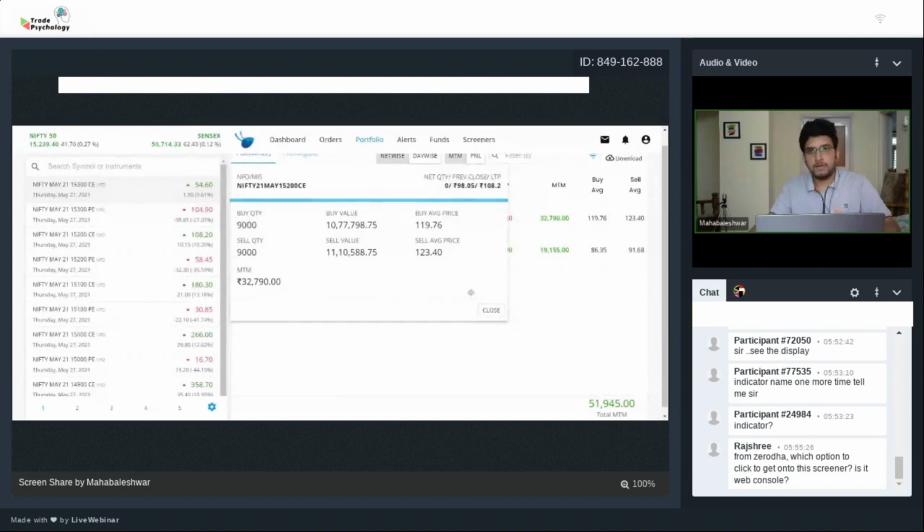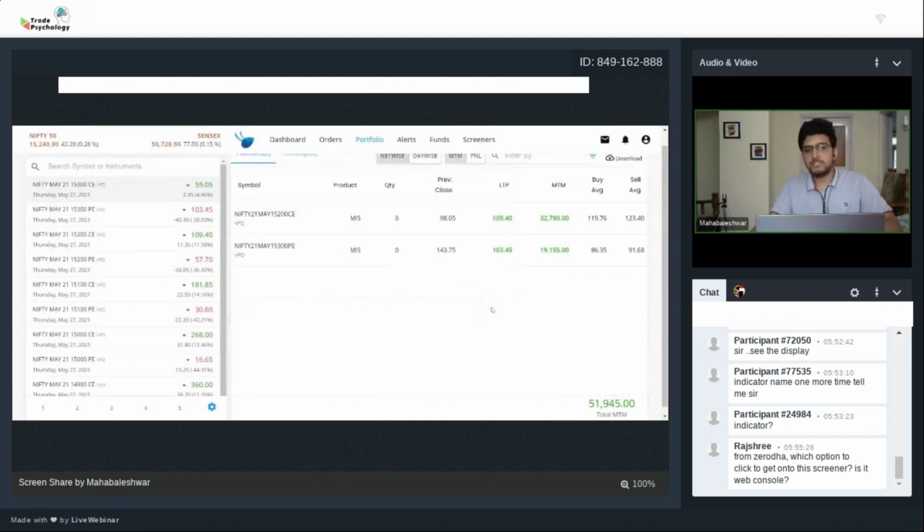And the second trade we have done is buying the call. You can see here, we bought the 15,200 call. When we had a confirmation of the consolidation support, we bought that particular level at 119.76 and we sold at 123.40. The quantity which we bought is around 9,000. So we made 32,000 in this particular trade. Both of these are just scalping trades where we are just capturing the small momentum.